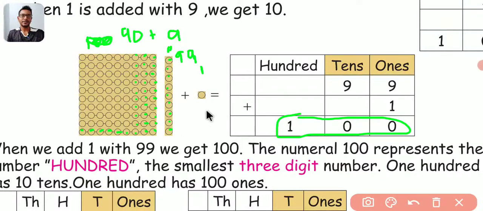How many circles in this picture? The whole circles are 100 circles. Okay, this picture has 100 circles. That is, they are mentioning 99 plus 1. 99 plus 1 equal to 100. If you count, you will get 100 circles in this picture. So next.